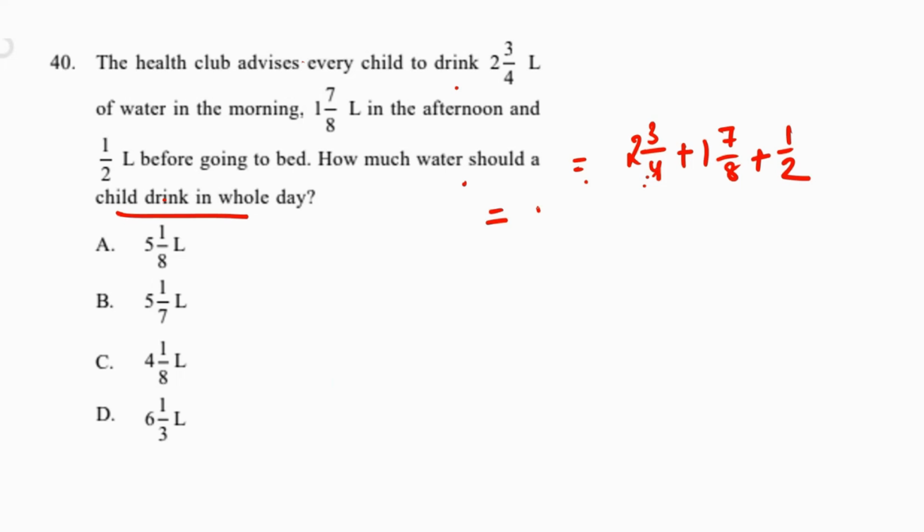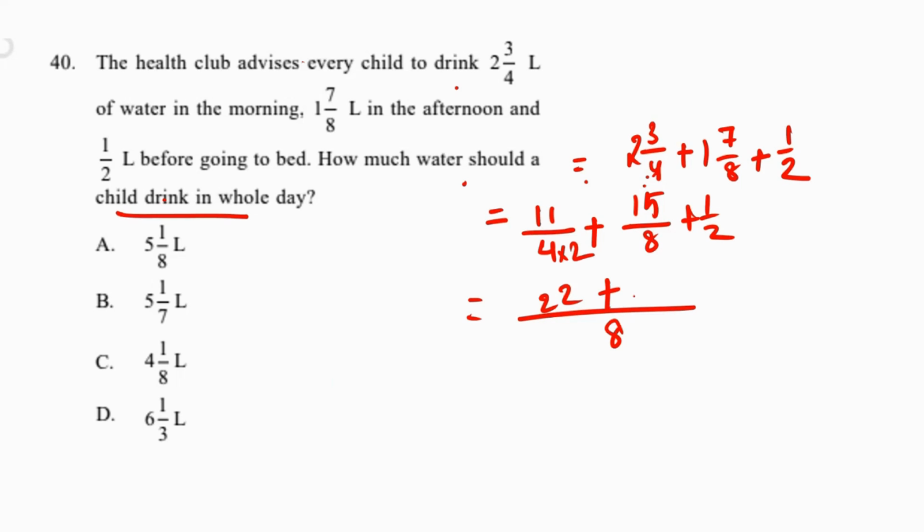4 twos are 8 plus 3, 11 by 4, plus 15 by 8, this would become, and 1 by 2. The LCM of the denominators would be 8, so 4 2 times, so 11 2 times is 22. This is already 8, so 15 carried down, and 2 4 times, so 1 4 times is 4. 15 plus 4 is 19, plus 22 is 41 by 8 liters. If you convert it, you would be getting 5 1 by 8 liters as the answer.